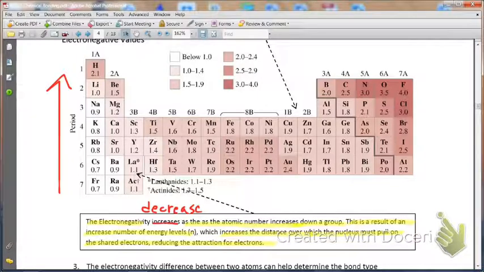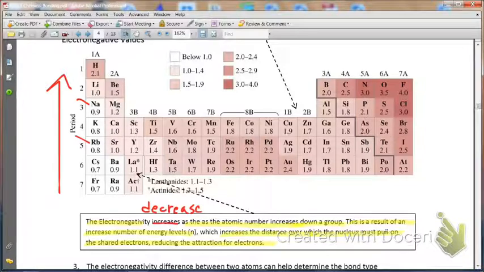All right, so let's take a look at sodium versus rubidium. Now, sodium has a larger electronegativity value, meaning it has a greater attraction for bonding electrons. Why? Well, because sodium has only 3 energy shells, whereas rubidium has 5 energy shells. And so the bonding electrons in rubidium would be much further away than they are for sodium. And so sodium has a greater attraction for those bonding electrons if they occur.